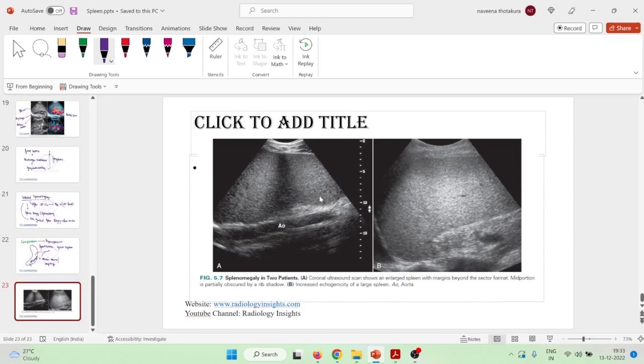If you see on ultrasonography, you can see this splenomegaly, that is, the increased size of the spleen. This is actually a rib shadow. This is the aorta. This is the spleen. As the spleen size increases, you can also see that the echogenicity of the spleen increases. So these are some of the important points about splenomegaly.